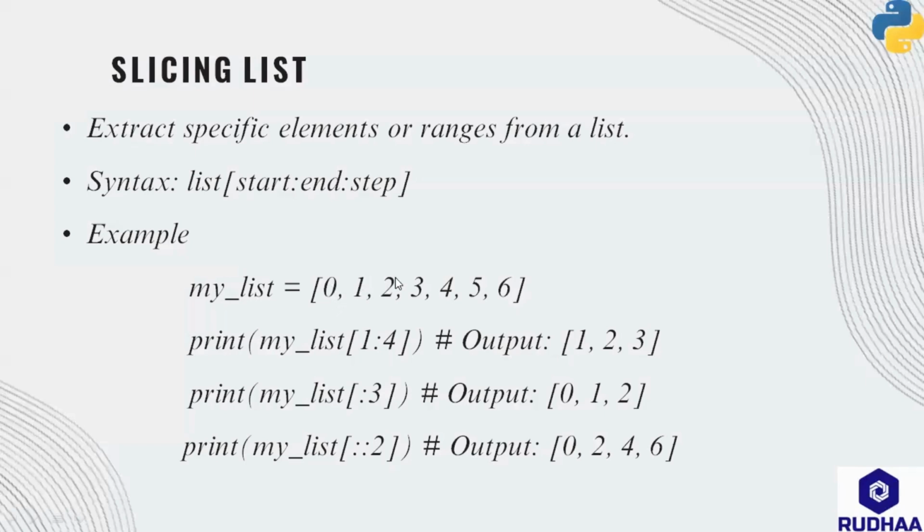Again for the second count, the output will be displayed as 2. Again 3, 4, 5, 6. So 0, 2, 4, 6 will be displayed. It starts from the beginning, goes till the end, and the count is 2. That is, the step is 2. So in this way, we perform the slicing.